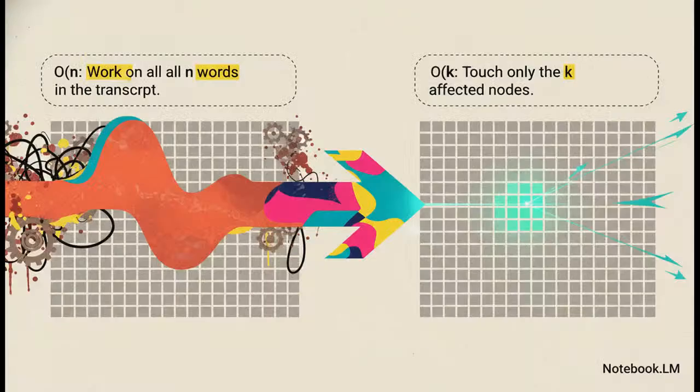And let's talk about the complexity difference here, because it's huge. We fundamentally changed the problem from O(N) to O(K). So instead of doing work proportional to all N words in the transcript, we're now only doing work on the K nodes that are actually being selected. And in pretty much every single real-world scenario, K is just orders of magnitude smaller than N.